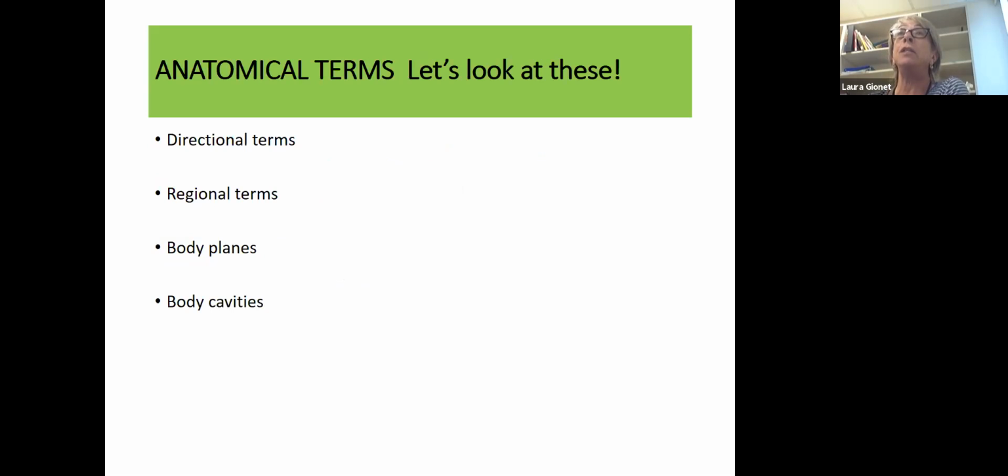Okay, so anatomical terms, let's look at these. We're going to look at directional terms, some regional terms. I don't go into that in too much detail, but we discussed some of them that are commonly used: body planes and body cavities.